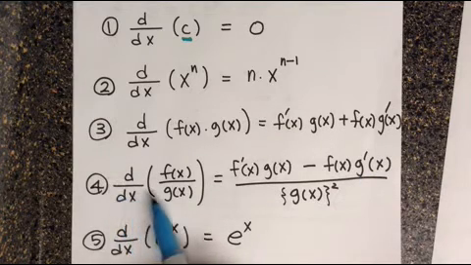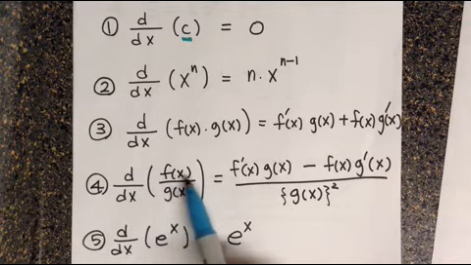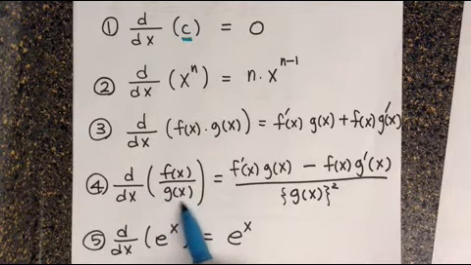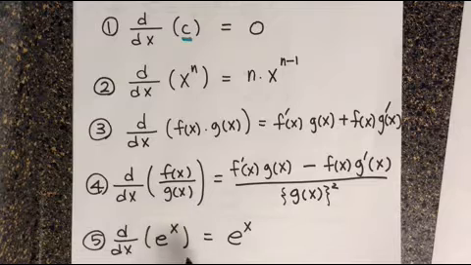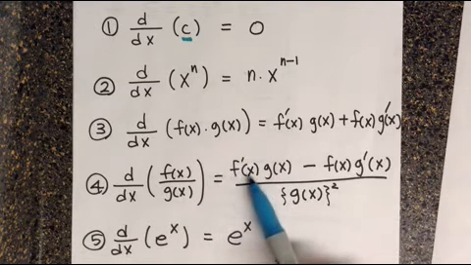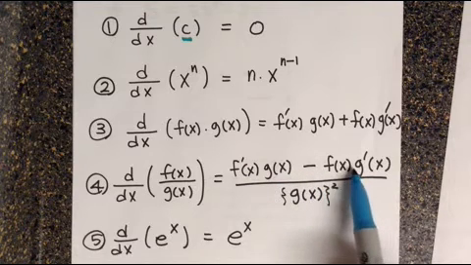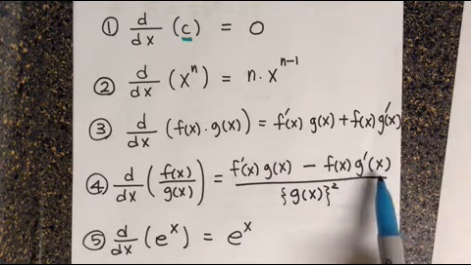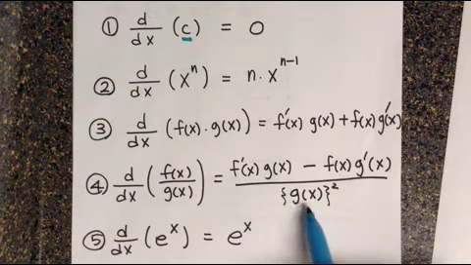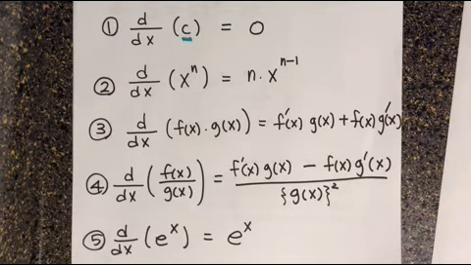Next, quotient rule. When you differentiate f of x over g of x, it becomes f prime of x times g of x minus f of x times g prime of x, over g of x squared.